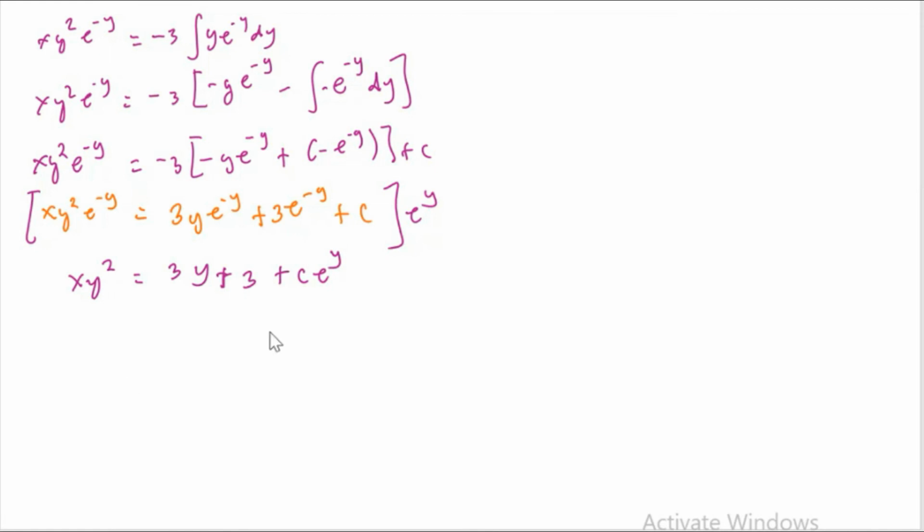You can stop your answer here, or since I am requiring you to write the answer in terms of x or y, it depends whether it is linear in x or linear in y. Since this is linear in x, we solve for x. Therefore, dividing the entire equation by y squared, we have x is equal to 3 over y plus 3 over y squared plus c e raised to y over y squared. So that's now the answer for that.